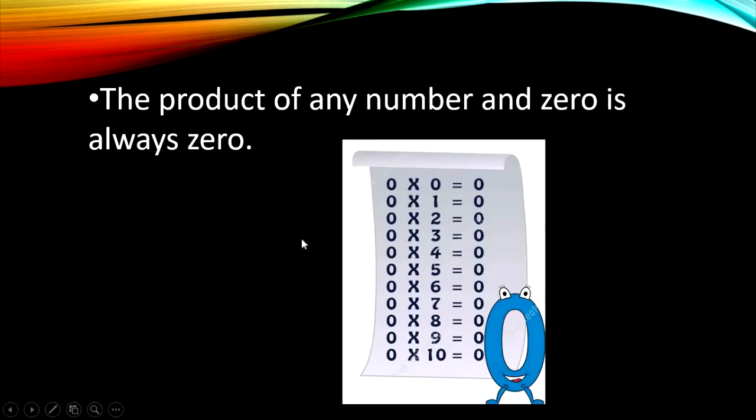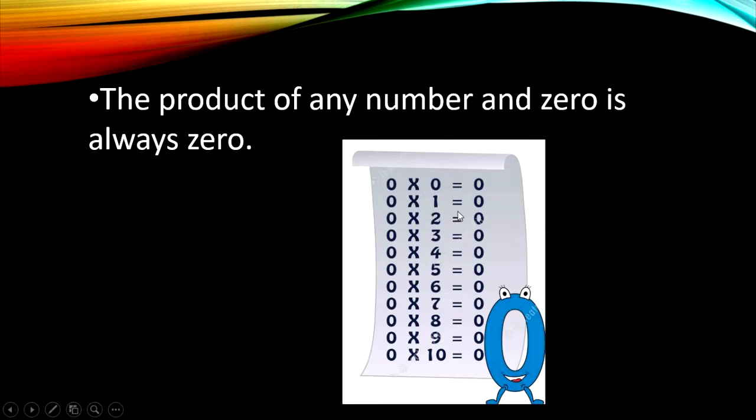Now I'll tell you some important points about multiplication. The first point is the product of any number and 0 is always 0. Product means result or total. The product of any number and 0 is always 0. Don't forget that. 0 times 0 is 0.